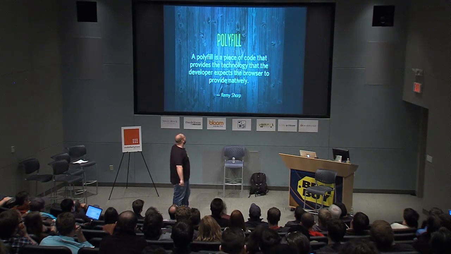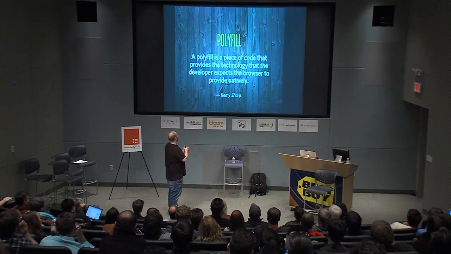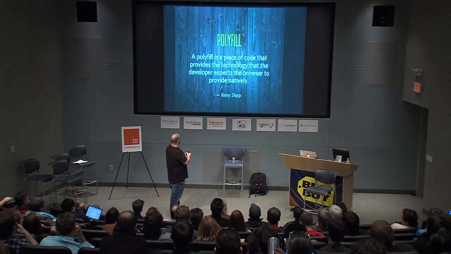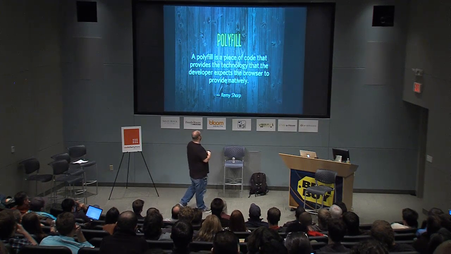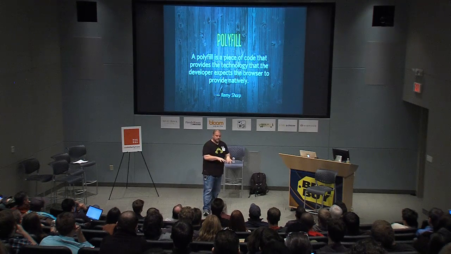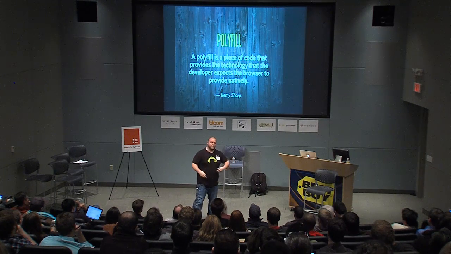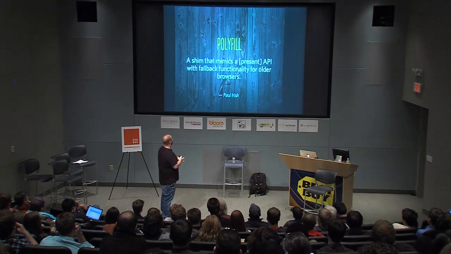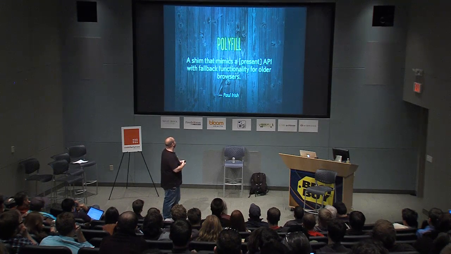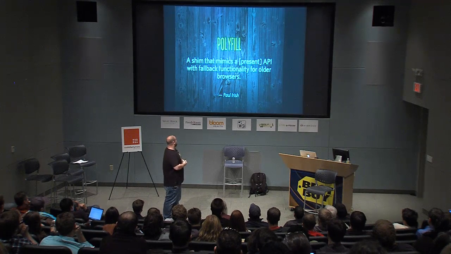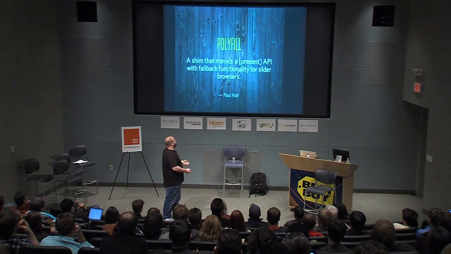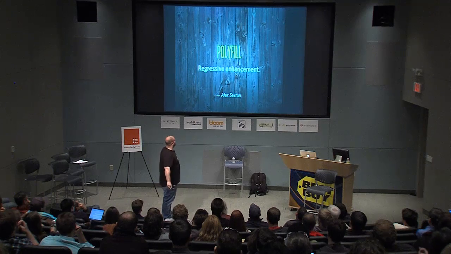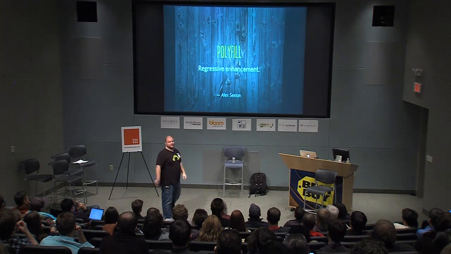So what is a polyfill? A polyfill is a piece of code, says Remy Sharp, that provides technology that the developer expects the browser to provide natively. So you write in the fancy new proper way, and then it deals with the problems in the back. Paul says it in a few less words: a shim that mimics a present API with a fallback functionality for older browsers. Again, use the modern stuff and let the fallback happen.